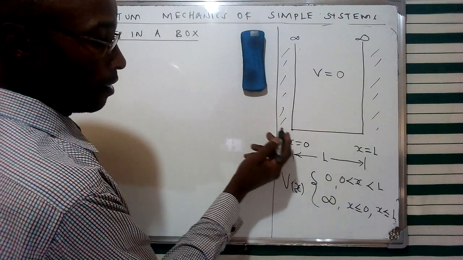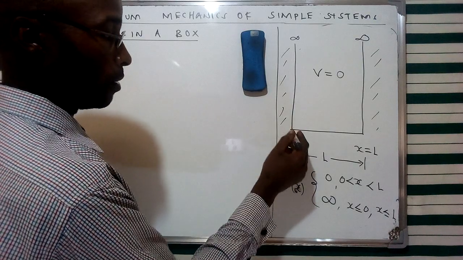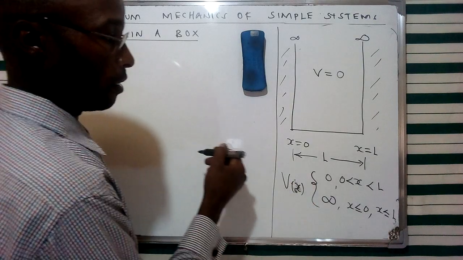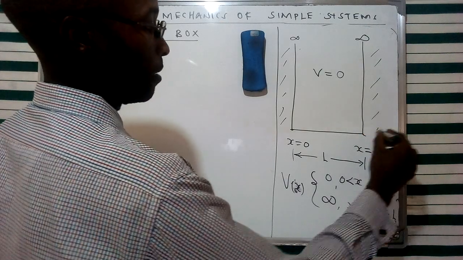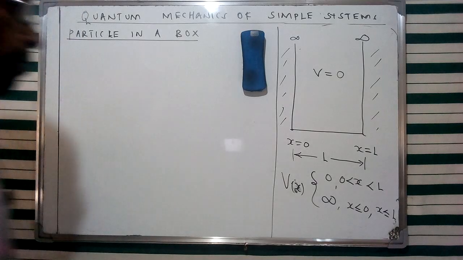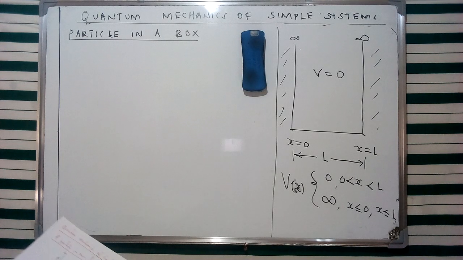So x smaller than or equal to 0 is going to imply this particular extension towards my left. And then x greater than L is going to imply a region of infinite potential, which is outside the box in that particular case. So for us to evaluate this description of the particle in a box, we're going to employ the concept of Schrodinger's equation, which is going to describe the motion of an electron in a one-dimensional box.